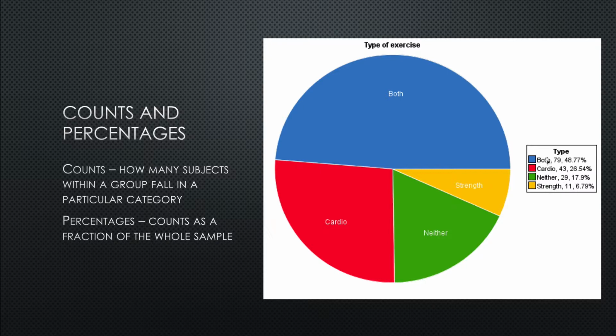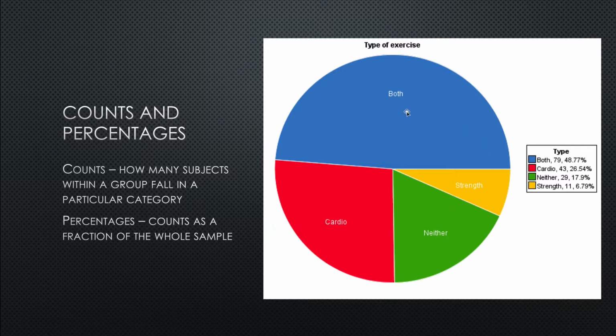Those are examples of counts. So they counted how many people said both, how many people said cardio. Okay, so those are counts. Percentages are basically just if we know the total of the subjects. If we add all of those numbers together, we come up with a number, and then by dividing the count by the total number of subjects, we get a percentage.